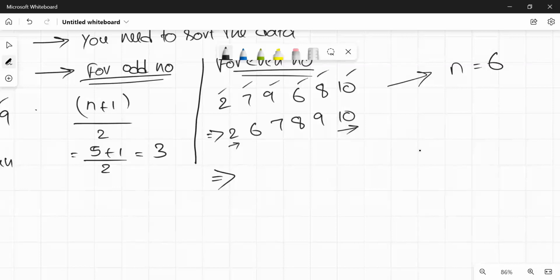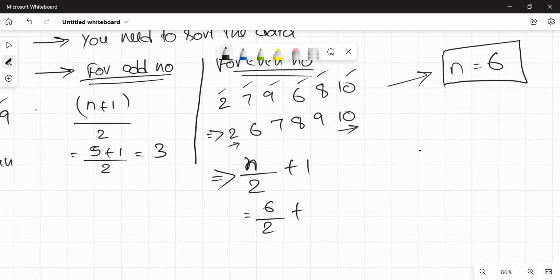For even number data, we need to apply a certain formula, that is n by 2 plus 1. If my n is equal to 6, just substitute this value: 6 divided by 2 plus 1, that is 6 by 2 is 3, plus 1 is equal to 4. So you need to spot the fourth position. See here, 1, 2, 3, 4. This is the fourth position.